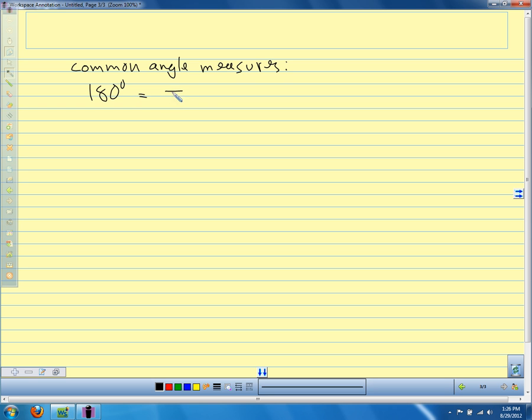180 degrees we said was pi radians. 90 degrees is pi over 2. 45 degrees is pi over 4 radians. 60 degrees we said was pi over 3. 30 degrees was pi over 6. And we'll work with these common angles more when we talk about the unit circle.